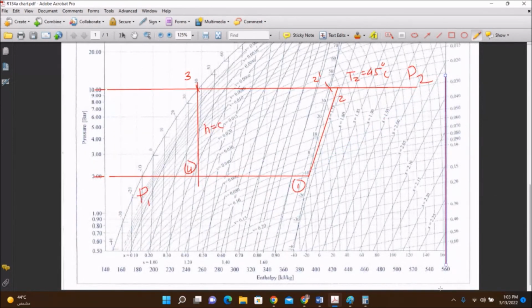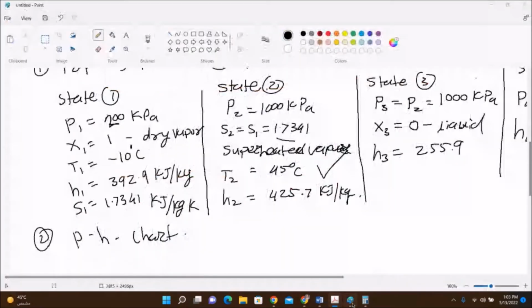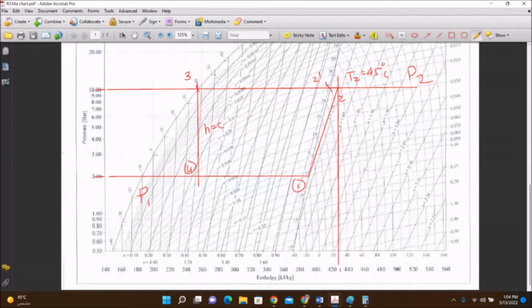Take your ruler and move the ruler like this. At 2, stop at 2. And what is the enthalpy? 430. So it is less, 428. So yes, from the chart, I will write here H2 is equal to 428, 426, 425. By table it is 425. I will write 426. It doesn't matter.